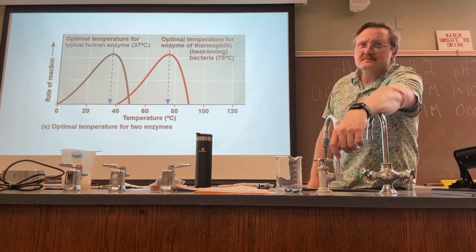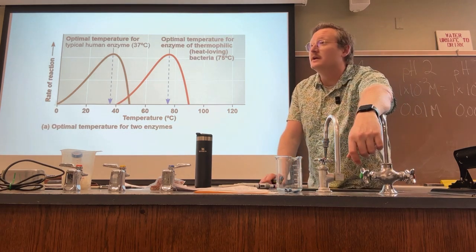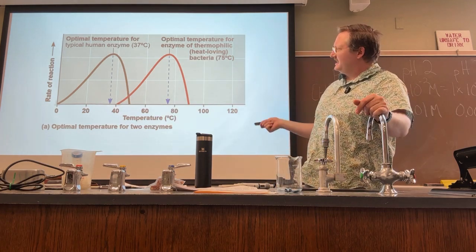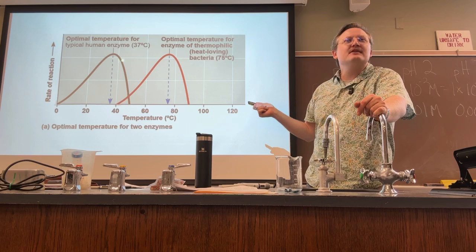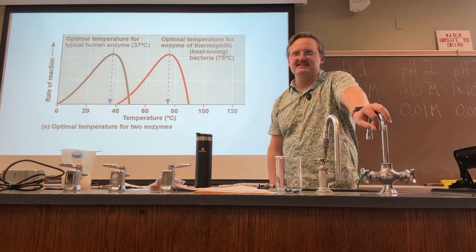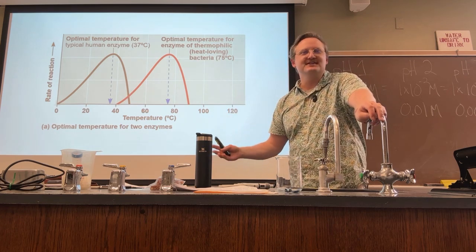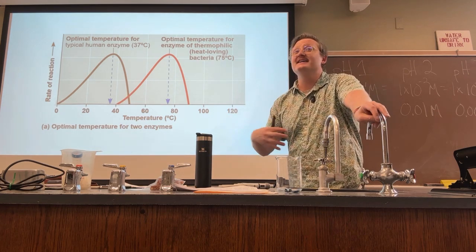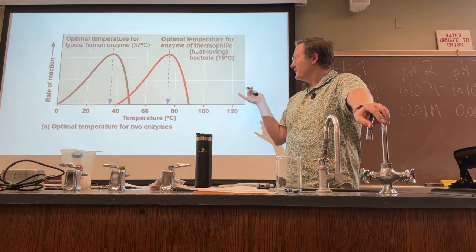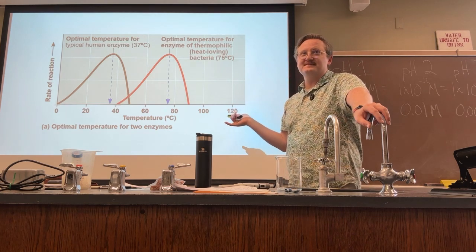Awesome. Enzymes have different optimal temperatures and different optimal pHs. So this is an enzyme like the typical human enzyme. It has an optimal temperature of 37 degrees Celsius. Makes sense. That's how we live. That's where we're living. So you want the enzymes to be designed to be stable at your body temperature. Heat-loving, a thermophilic bacteria right here, 75 degrees Celsius, all right?